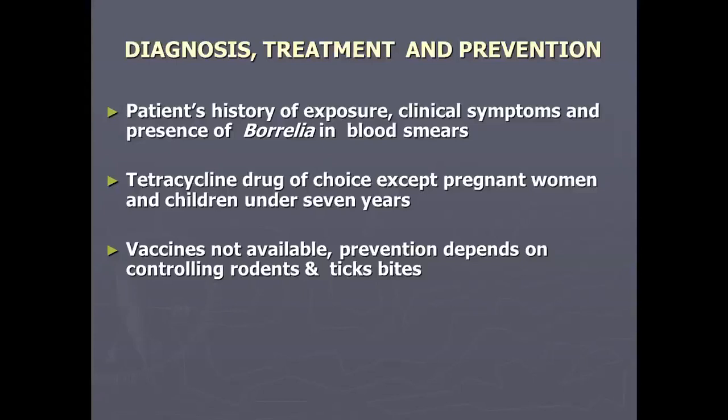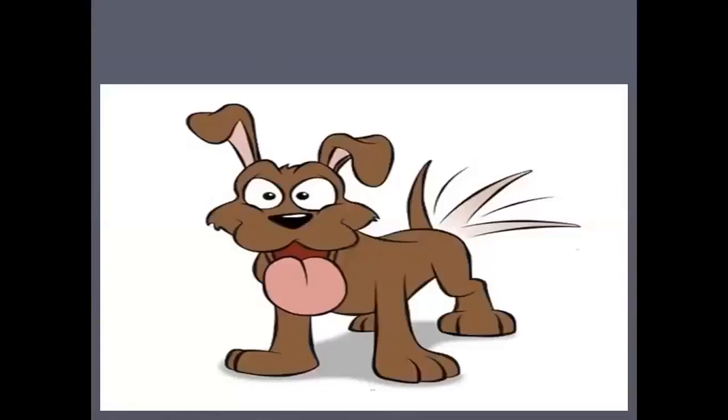The vaccines are not available, and the prevention depends upon controlling the rodents and the biological vectors like tick bites. That was all about the Borrelia. We have covered 2 species, Borrelia recurrentis and Borrelia burgdorferi, and within the spirochetes, we have gone through the Leptospira and the Borrelia, both genera, and we are still left with one very, very important genus of the spirochetes that we will discuss next time.